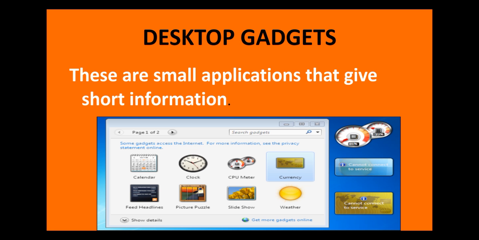Now let us see the desktop gadgets. If you have ever seen Windows 7, there are small gadgets. Now gadgets are actually small applications and they give you some sort of information. For example, if you click and you see, then you will be able to see some gadgets that are commonly present in Windows 7. Some of them are clock, calendar. So these are small applications and they give you some small information.